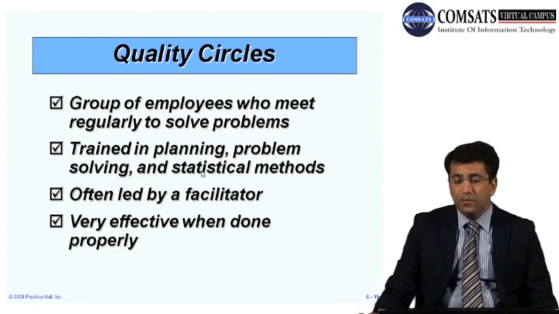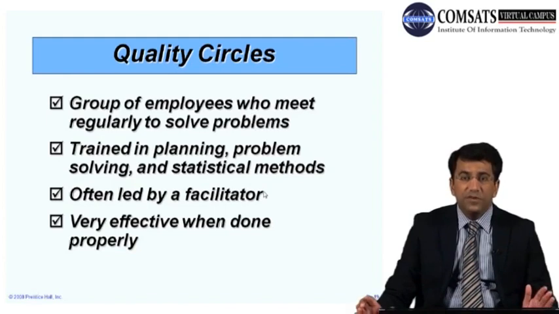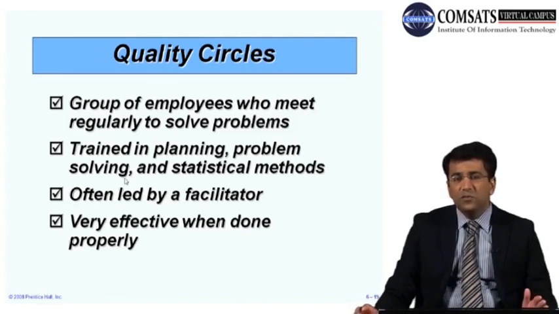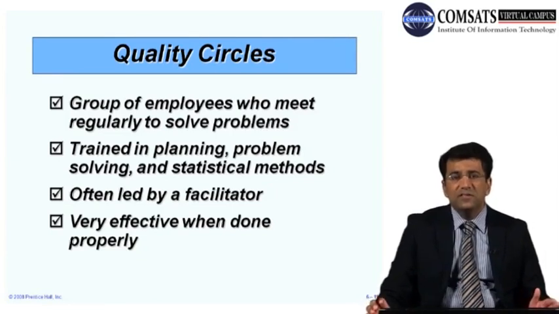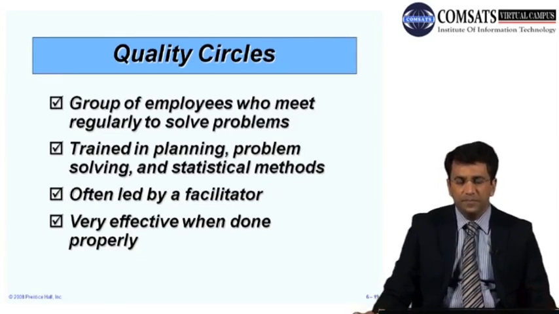They are trained in planning, problem solving and statistical methods. So this group of people is provided proper training in problem solving techniques in order to take these decisions about quality management. It is often led by a facilitator. Again, that facilitator should ideally be from the employee groups, and then it will be very effective when done properly. So this is the concept of quality circle, to empower the employees so that they can take particular decisions about the maintenance of quality.